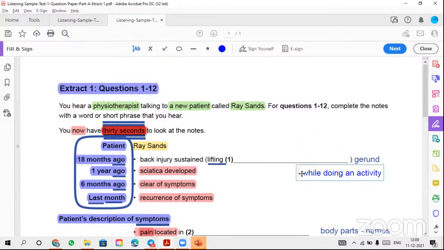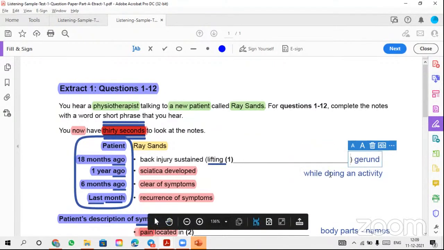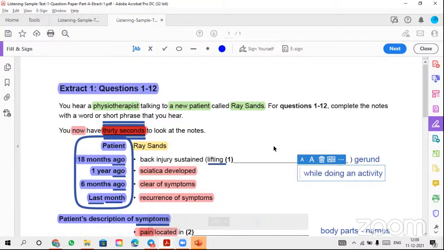So here no question, so we can write here: while doing an activity. Lifting means doing an activity. Activity means doing something. What? While lifting. Doing means playing football, lifting a box, lifting a heavy metal, lifting a heavy rod, lifting a heavy object, lifting something. So lifting what? Lifting a box, lifting something.